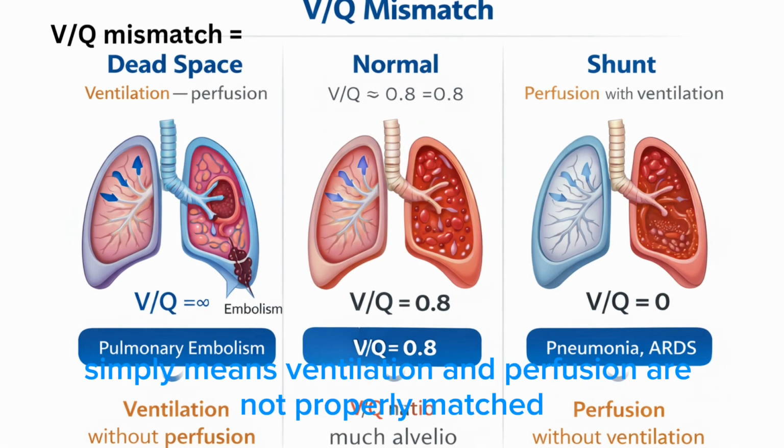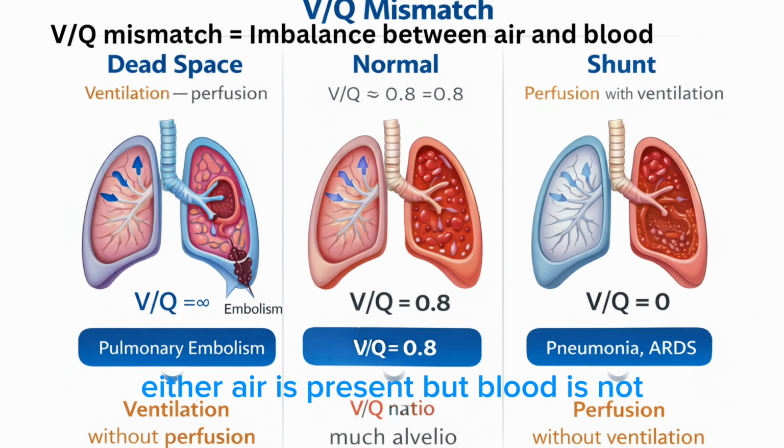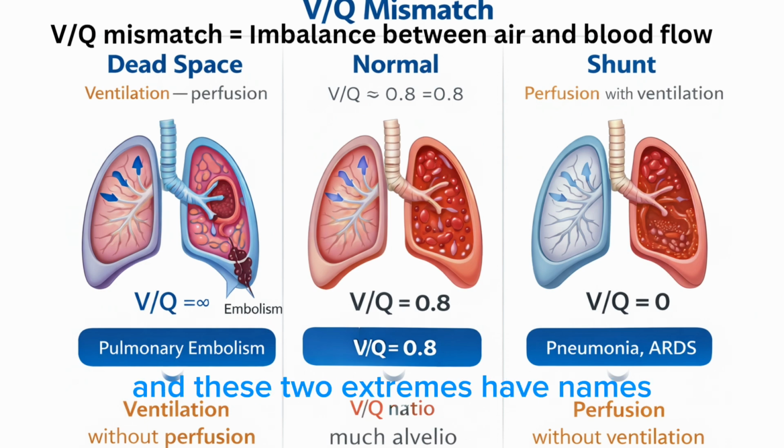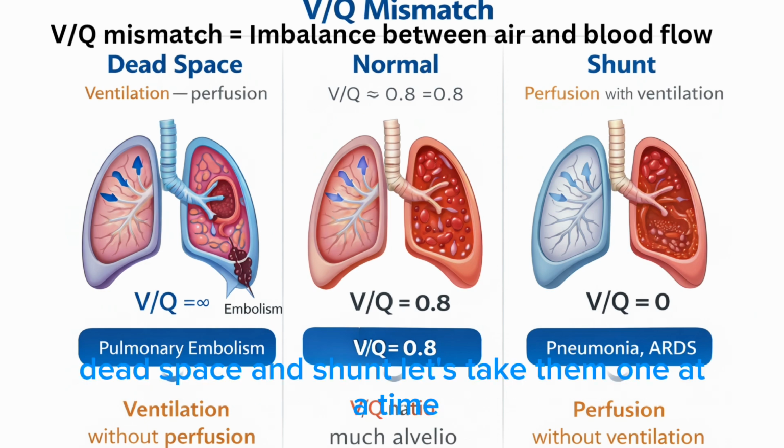Ventilation-perfusion mismatch simply means ventilation and perfusion are not properly matched. Either air is present but blood is not, or blood is present but air is not. And these two extremes have names, dead space and shunt. Let's take them one at a time.